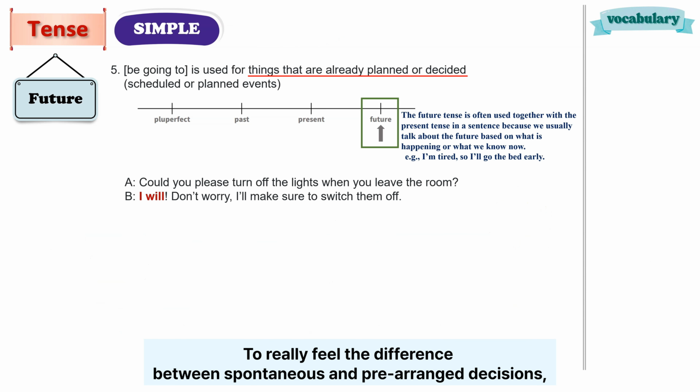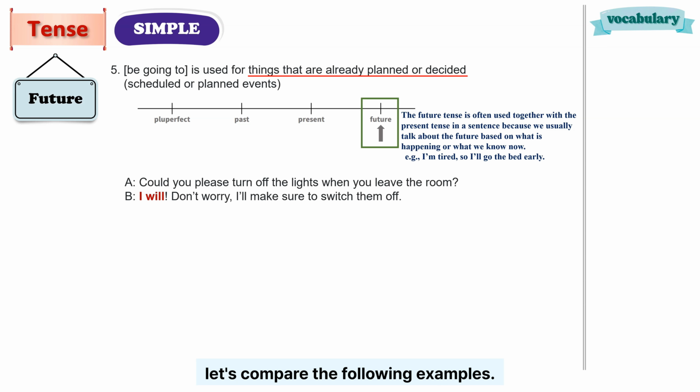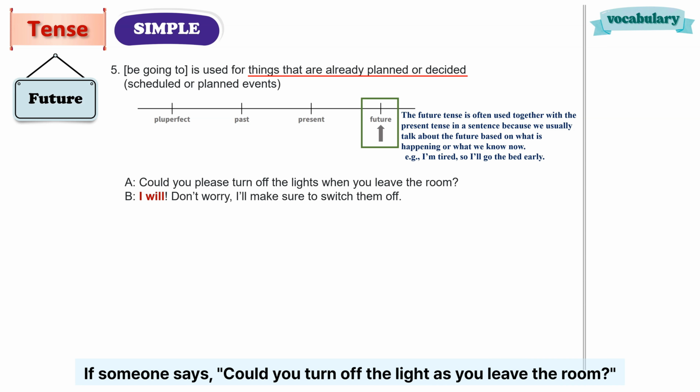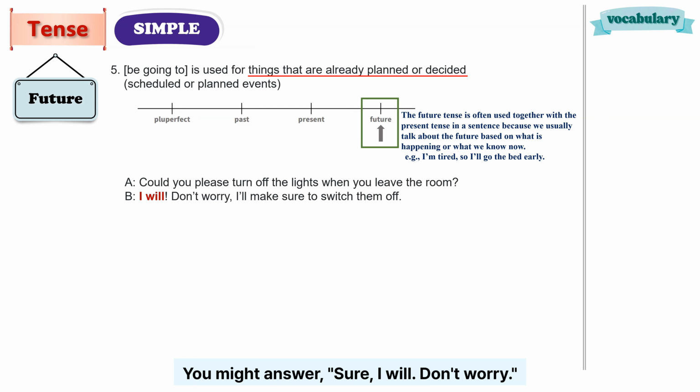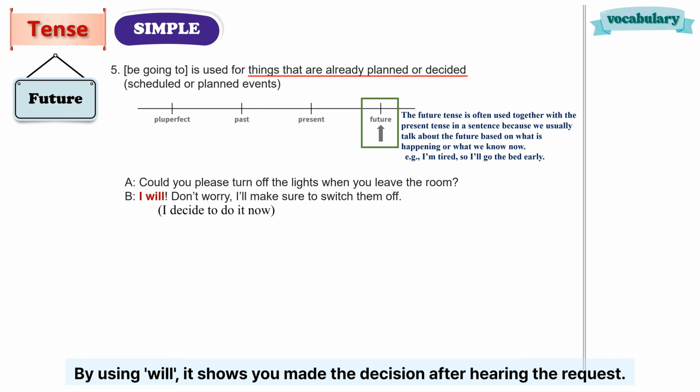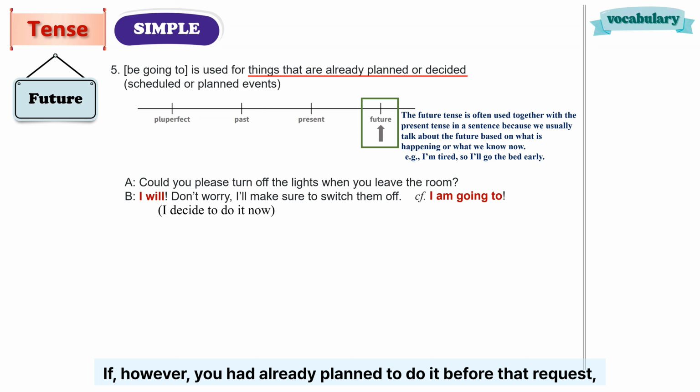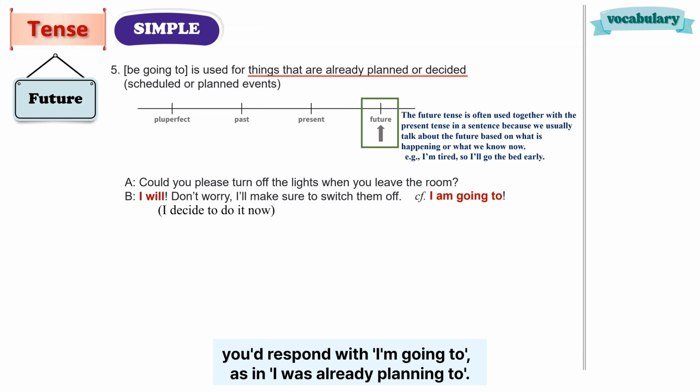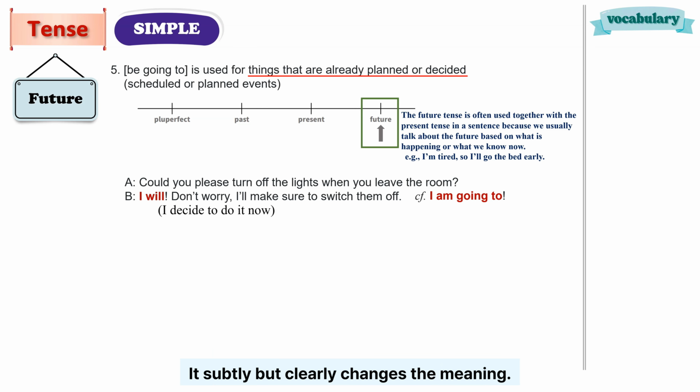To really feel the difference between spontaneous and prearranged decisions, let's compare the following examples. If someone says, "Could you turn off the light as you leave the room?" you might answer, "Sure, I will, don't worry." By using will, it shows you made the decision after hearing the request. If, however, you had already planned to do it before that request, you'd respond with, "I'm going to," as in, "I was already planning to." It subtly but clearly changes the meaning.